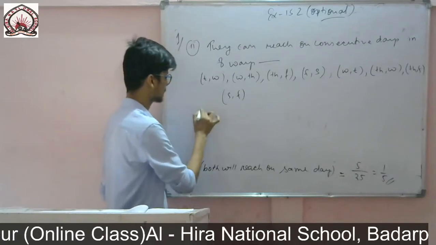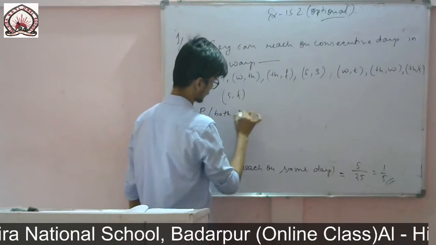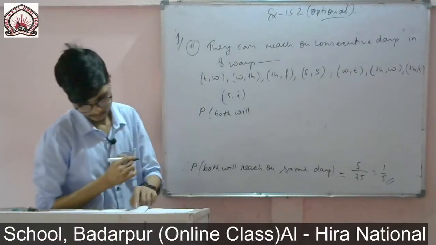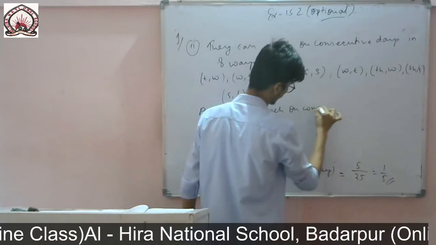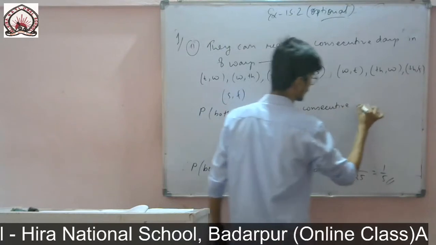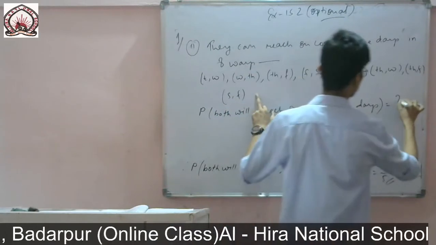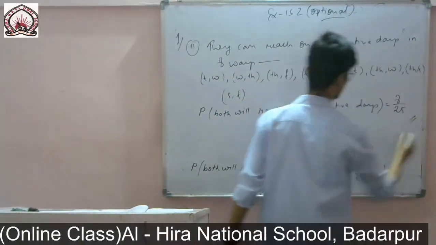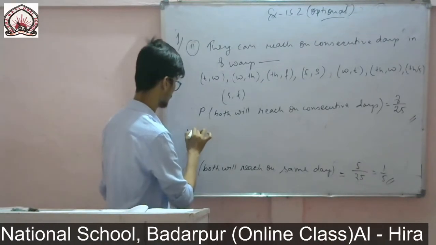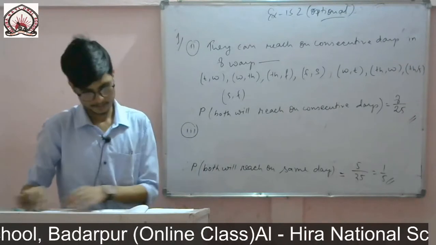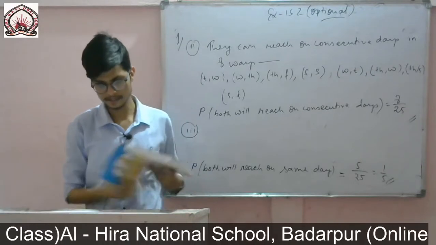So probability that both will reach on consecutive days is favorable outcome 8 divided by total possible outcome. So now Roman number 3, it is that they will reach on different days.